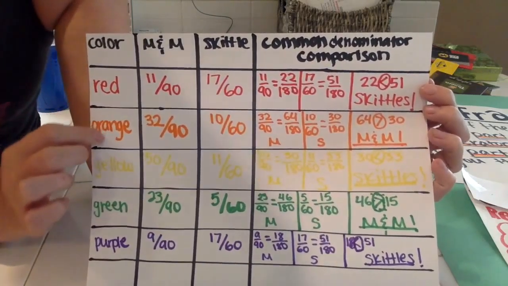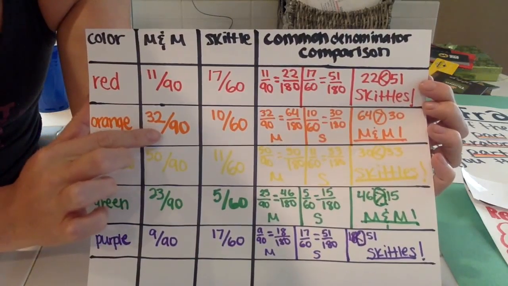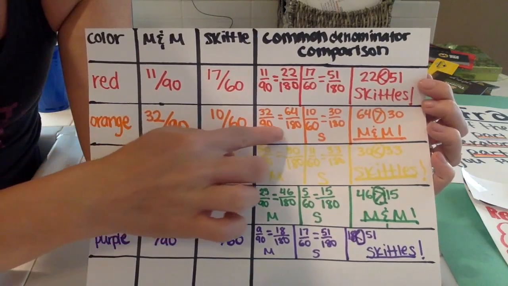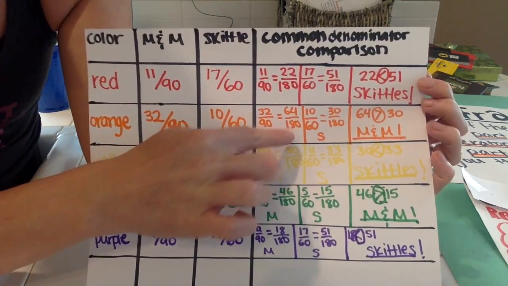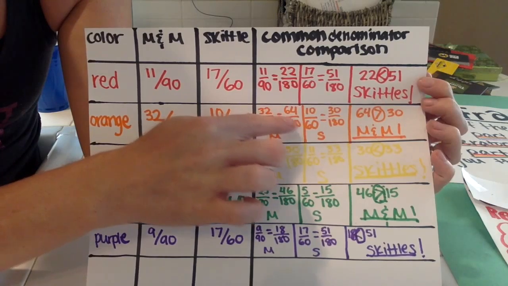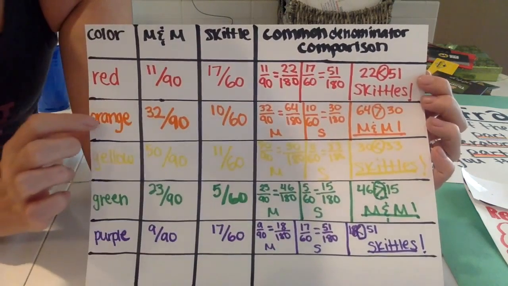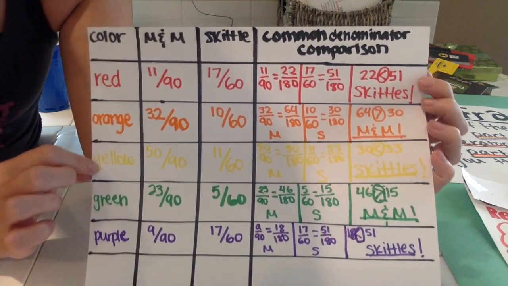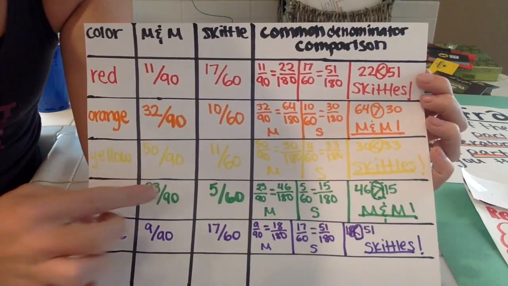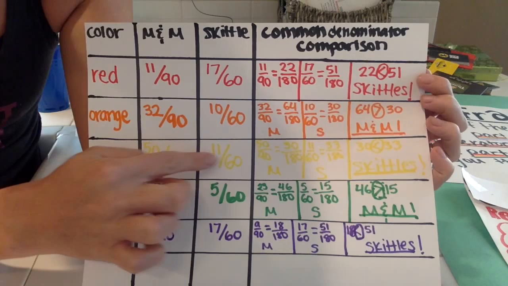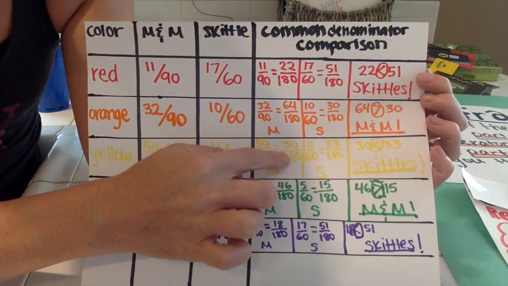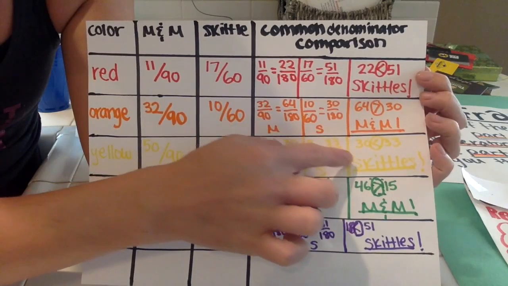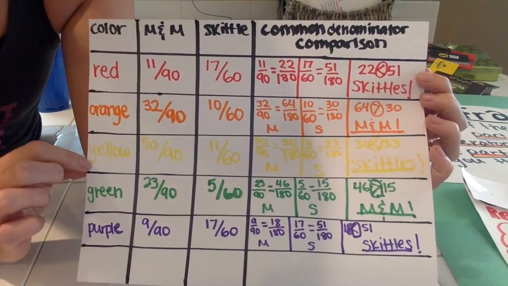And then for orange, we had 32 out of 90 for M&Ms and 10 out of 60 for Skittles. But when we did the conversion with the common denominator, we found that there were 64 M&Ms to every 30 Skittles, so M&Ms had the greater amount of orange. And then for yellow, there were 50 out of 90 for M&M, 11 out of 60 for Skittles, and then with the common denominator and the transition, it became 30 to 33, making Skittles have the most yellow.